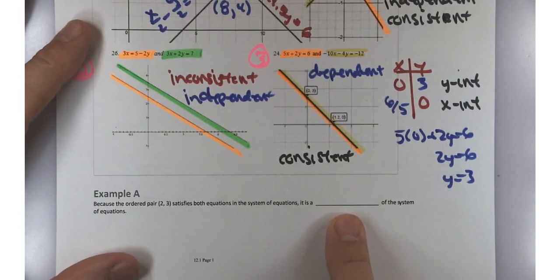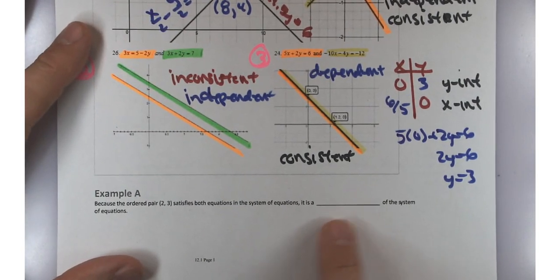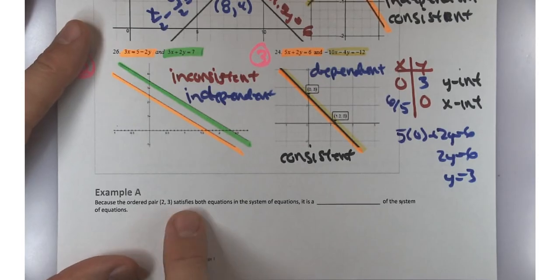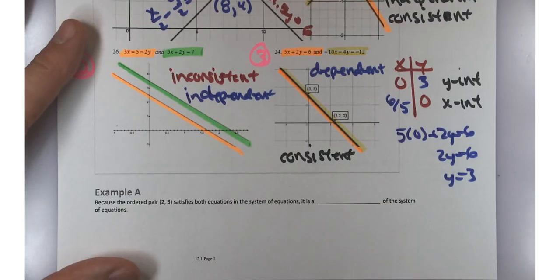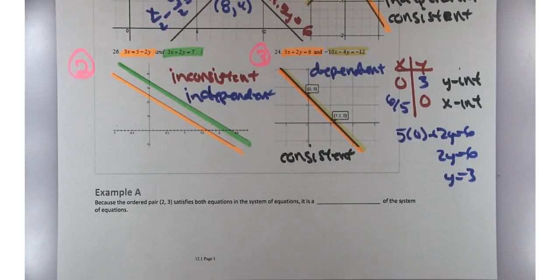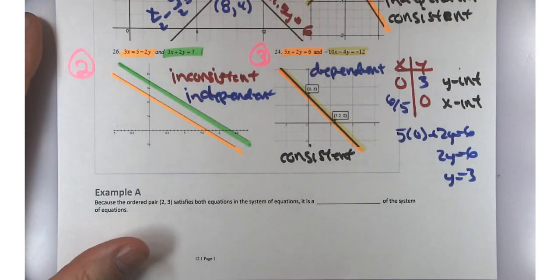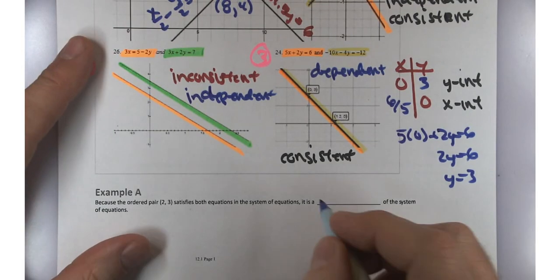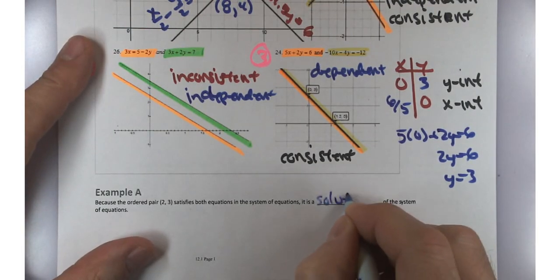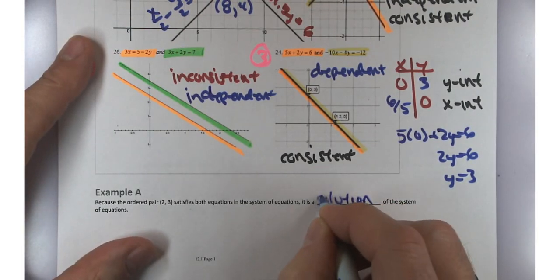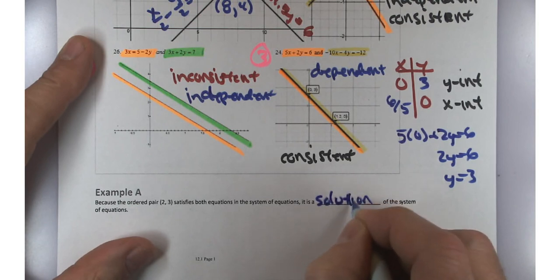Let's see how long your short-term memory lasts, right? Because the ordered pair (2, 3) satisfies both equations, it is a blank of the system of equations. What should I put in here to fill in the answer? Consistent, dependent shows you what kind of system of equations. What is it? It's a solution. A solution to the system of equations is something that satisfies both of them.